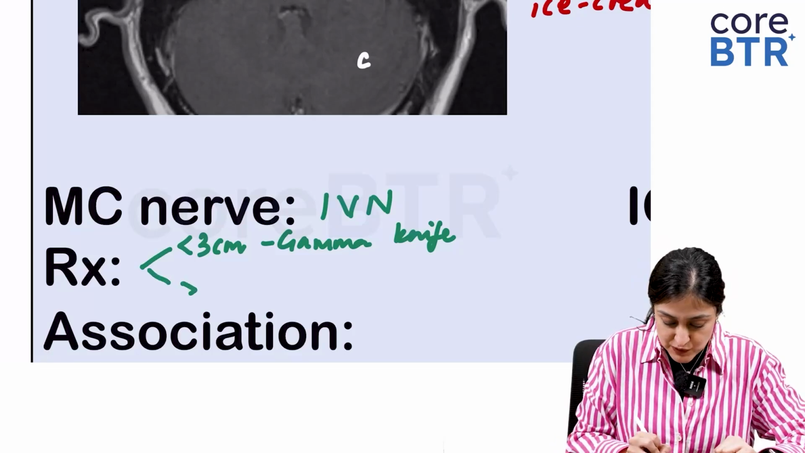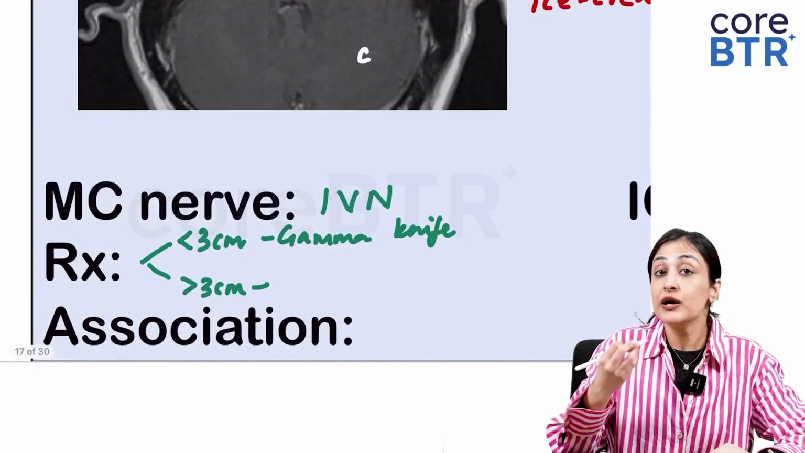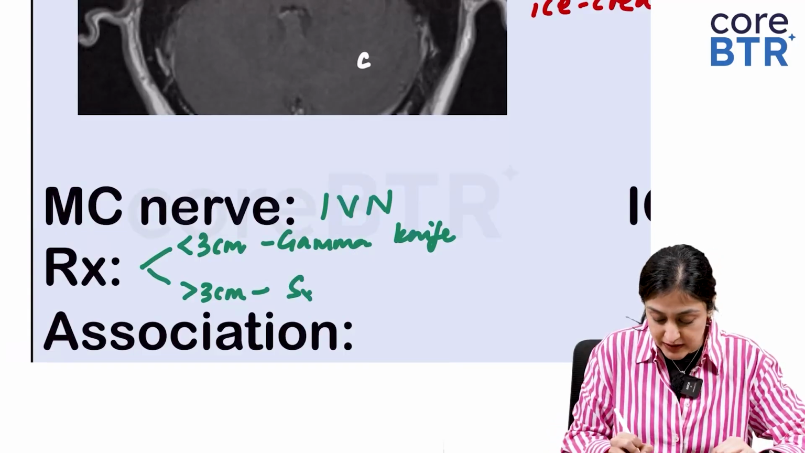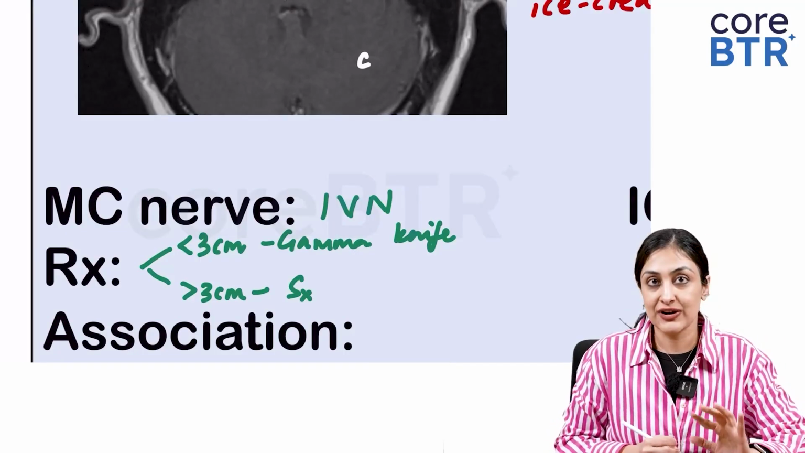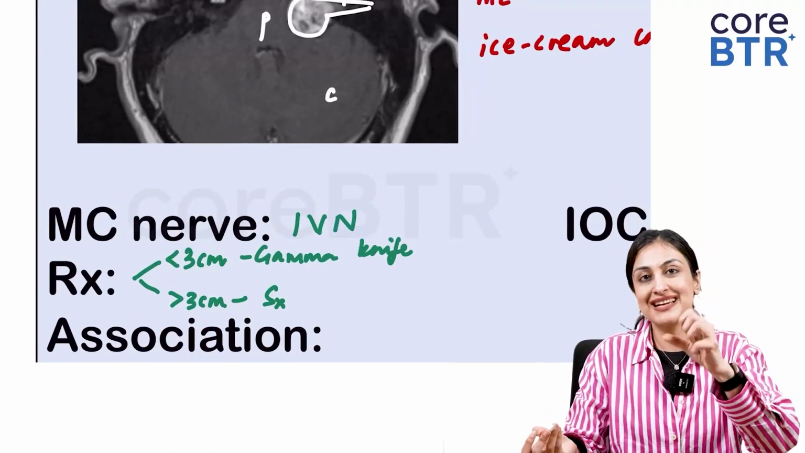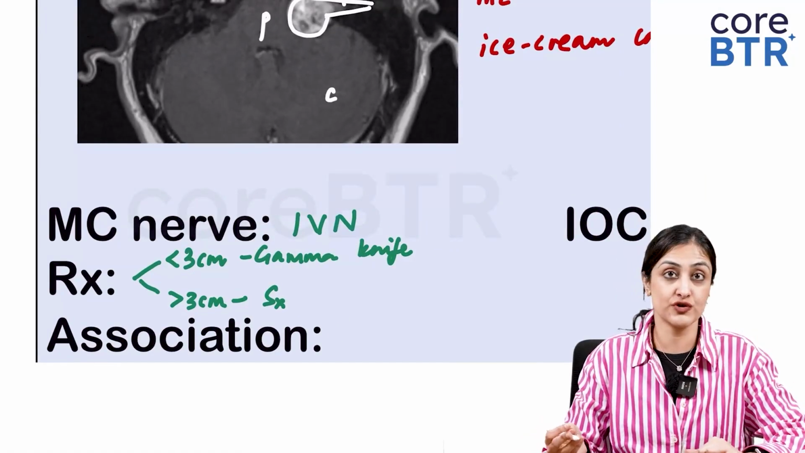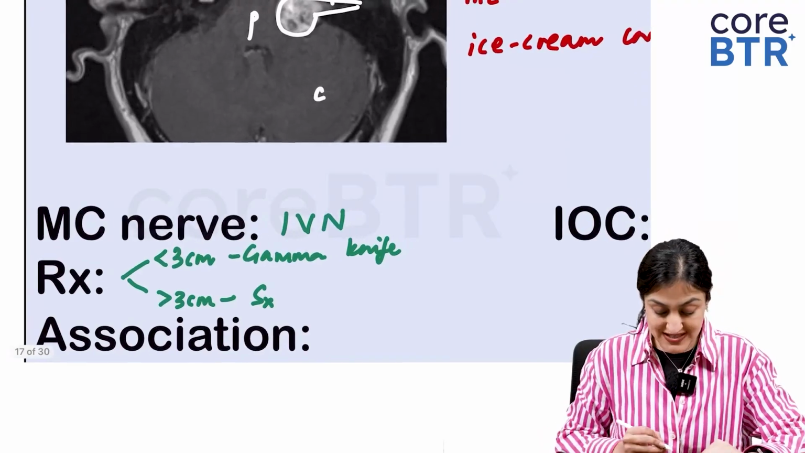Any mass which is more than 3 centimeters, what am I going to do? Then surgery becomes the first line, right? Because then gamma knife won't be enough to remove this tumor. So this is what I have to understand here.